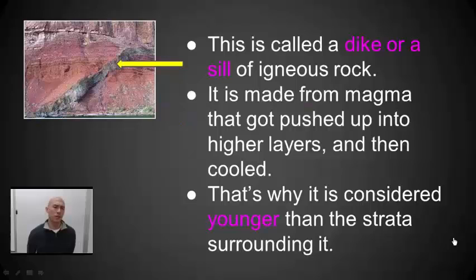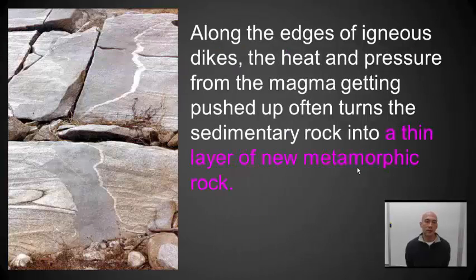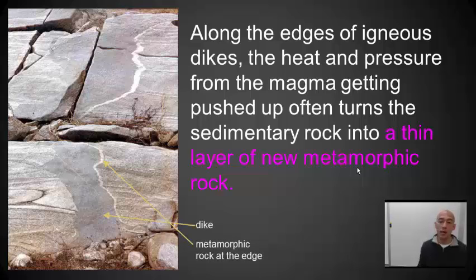Let's look at this situation a little closer. This is called a dike, or a sill of igneous rock. It is made from magma that got pushed up into the higher layers and then it cooled. That's why it's considered younger than the strata surrounding it. Along the edges of igneous dikes, the heat and pressure from the magma getting pushed up often turns the sedimentary rock into a thin layer of metamorphic rock. If you'll remember, metamorphic rock is always created from extreme heat and pressure.